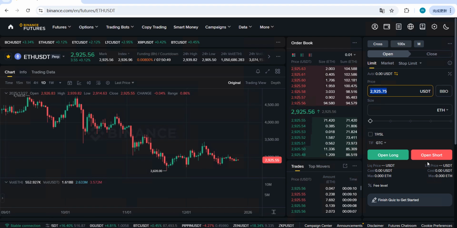The same, if we open short, we are telling Binance we only short when the price is not lower than this price. We don't sell when the price is lower than this price.